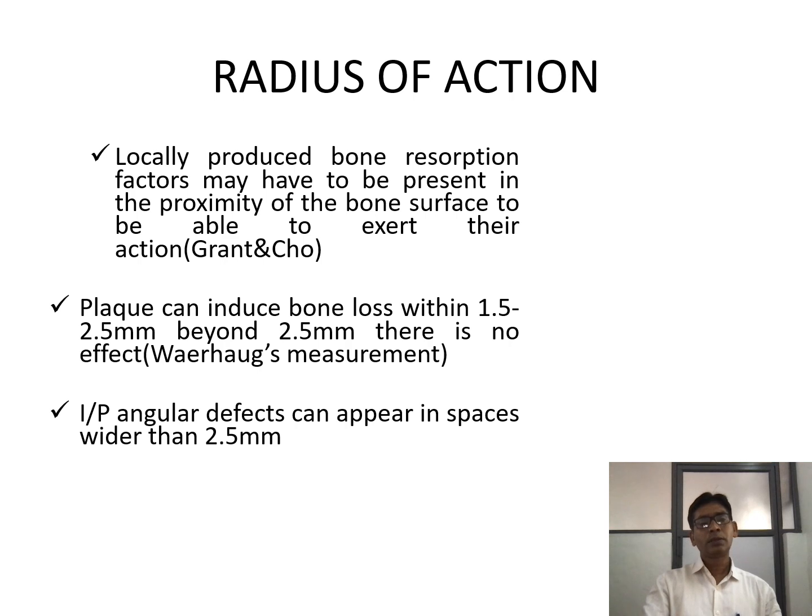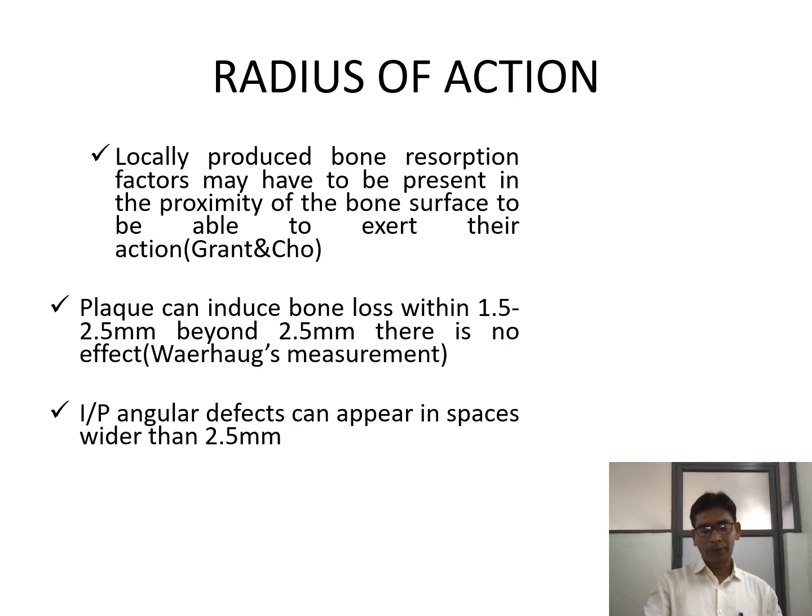Now, if this plaque induced inflammation is present, it can cause bone loss if it is available within a 1.5 to 2.5 mm radius. This is something called the Weir-Ock concept, a study of the effect of plaque induced microbiology on the underlying periodontal ligament. In the Weir-Ock concept there is induced bone loss in periodontal disease, and this will act within the radius of 1.5 to 2.5 mm. Beyond this 2.5 mm, there is no effect.